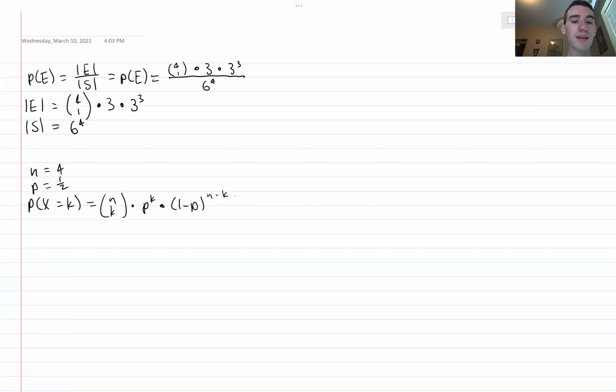And so if we apply that definition to our situation, we're going to have P(X = 1) is just 4 choose 1 times 1/2 to the 1, which is for our odd numbers, and then times 1/2 to the 3rd, which is for our even numbers. And we can see that the answer we got with our first method and the answer we got with this shortcut of the binomial distribution is exactly the same.